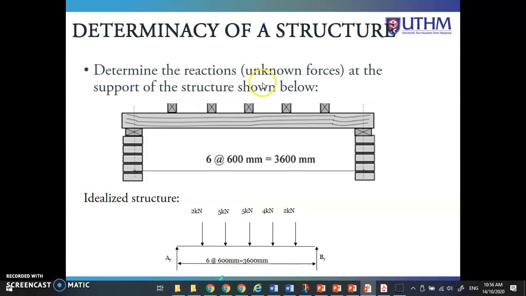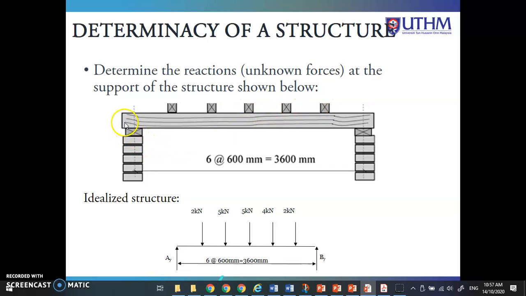Okay, so let's see the first example. Determine the unknown reaction forces at the supports of the structure shown below. So this is the structure. We need to idealize the structure. Kita dah nampak sini ada beam, dan ini ada juga kita panggil supported beam. Maksudnya dekat sini akan ada load.